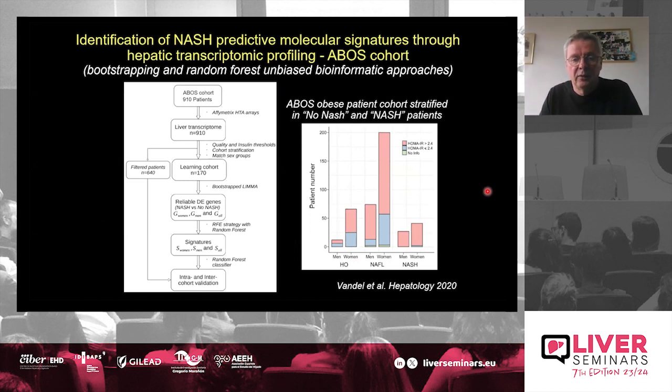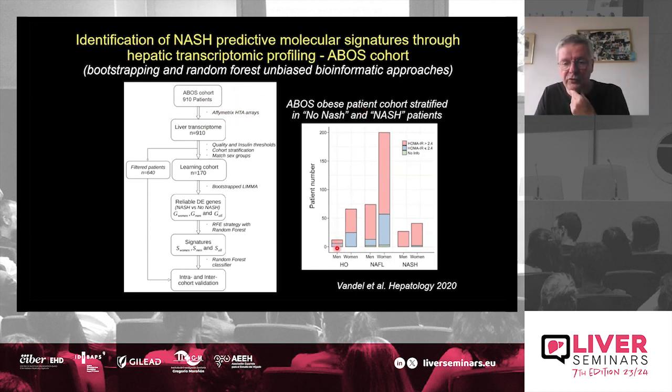our work. We've also been studying another cohort, which is the ABOS cohort developed by my colleague François Patou in Lille, and this is a very large cohort. It's now more than 1,500 patients, but at the time we did this study with Jimmy Vandel in the lab, we were able to do transcriptomic analysis in a little more than 900 patients. And this ABOS cohort is actually a morbid obese patient cohort, which are patients that undergo bariatric surgery. And so we can obtain a liver biopsy at the time of the surgery.